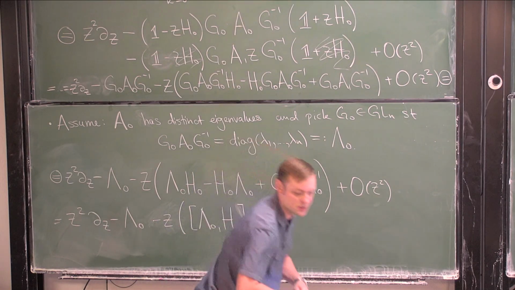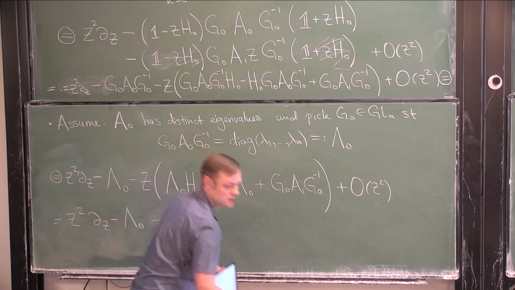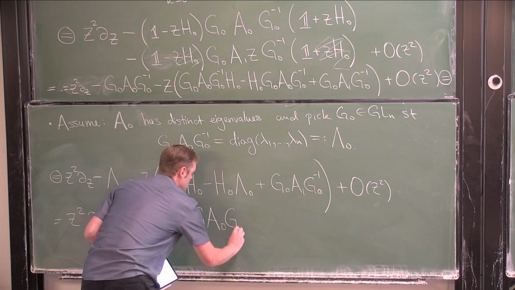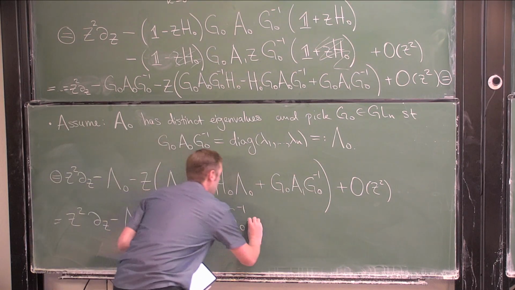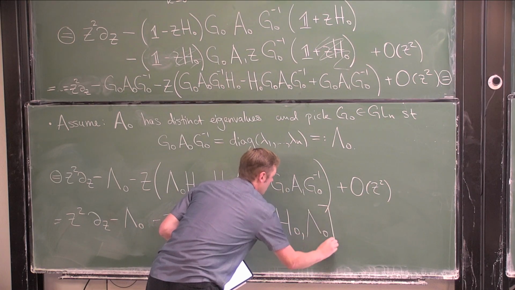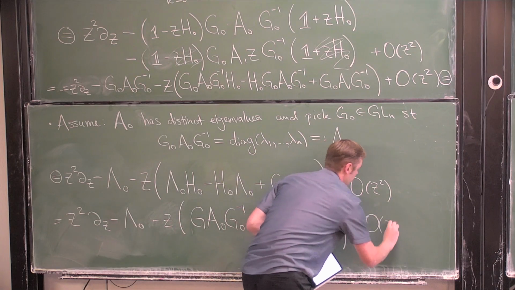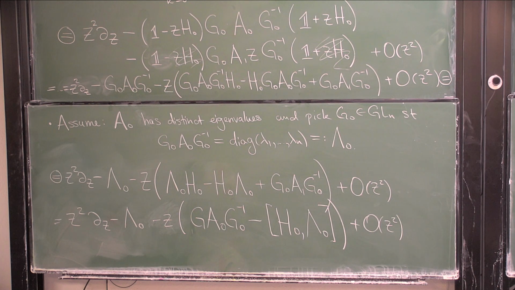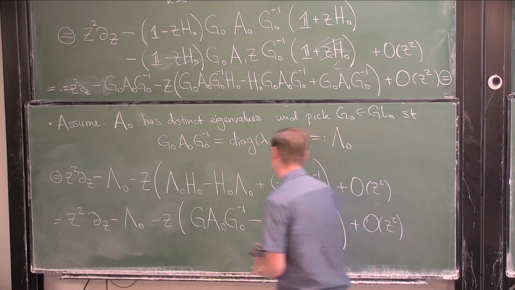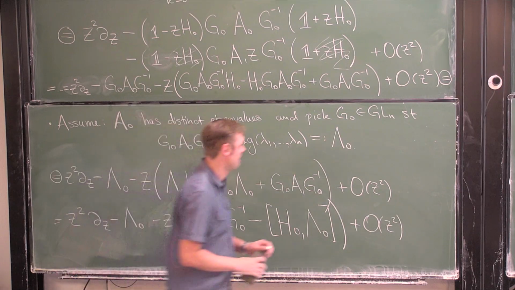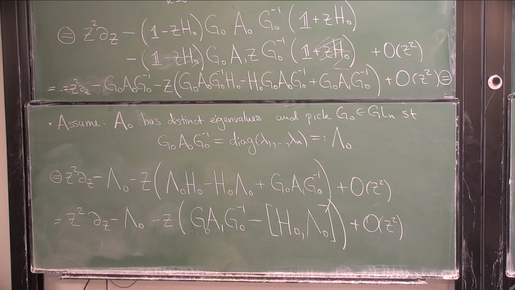Actually, I want it with a minus. Just introduce an extra minus. So we have G A naught G inverse minus the commutator of H naught and lambda naught plus higher order stuff. I think you meant A1. A1, yes, thank you. G naught. And G naught. Thank you. Right, okay.